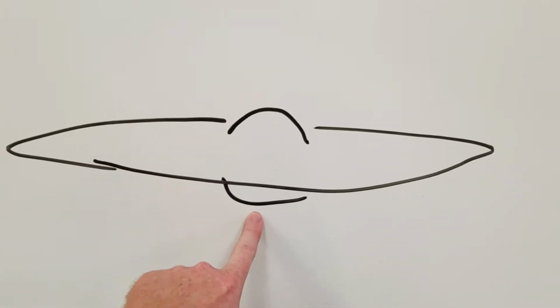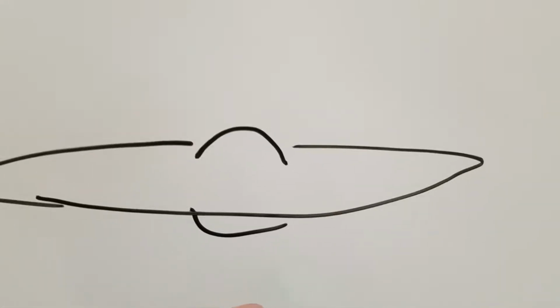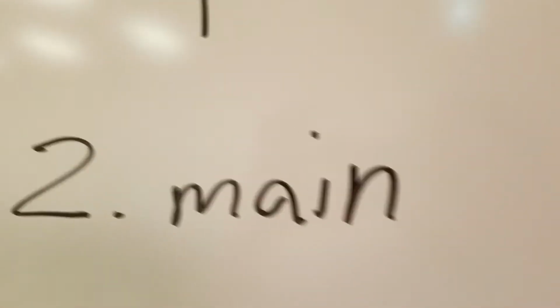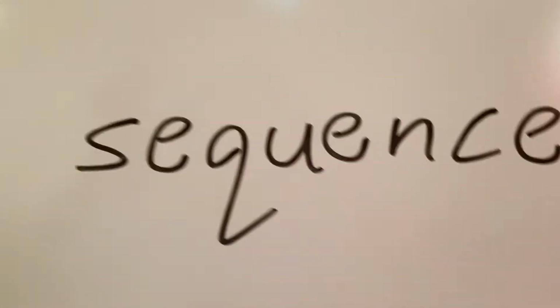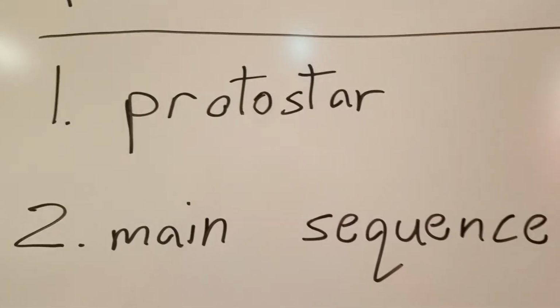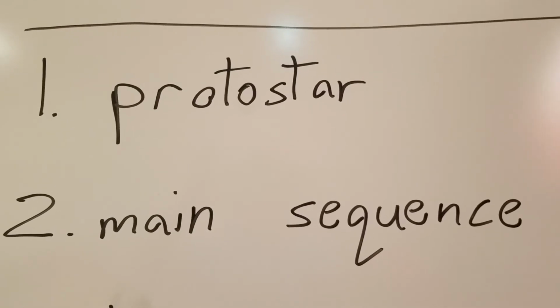All right. Now, the second stage of every star's life begins as soon as the hydrogen starts fusing in the protostar. As soon as hydrogen fusion starts, the star is called a main sequence star. So after the protostar stage, you have the main sequence. The main sequence is specifically defined as the time when a star is burning its hydrogen in its core, when a star is fusing hydrogen in its core.